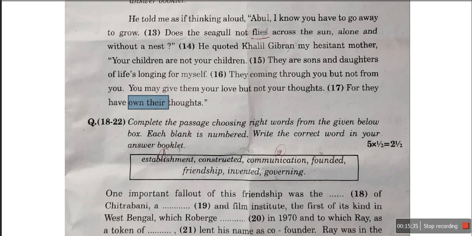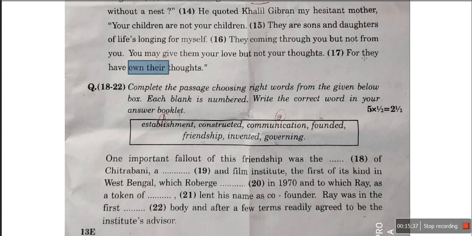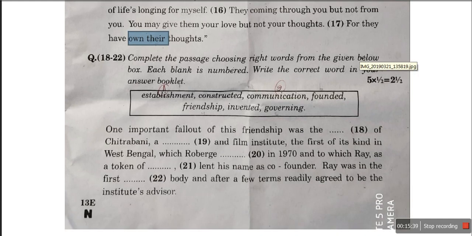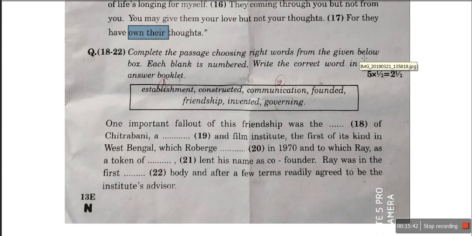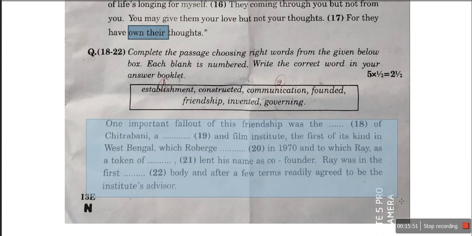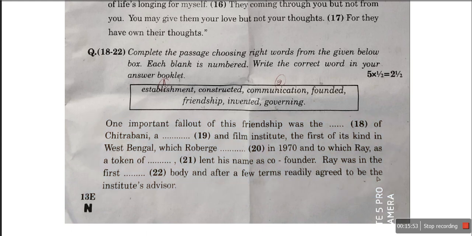Right, and now let us go to fill in the blanks in the passage with the given options in the box. I'm sure this passage is from Rendezvous with Ray. One important fallout of the friendship was the dash of Chitrabani. Here the first answer is establishment. Establishment of Chitrabani is the first answer.